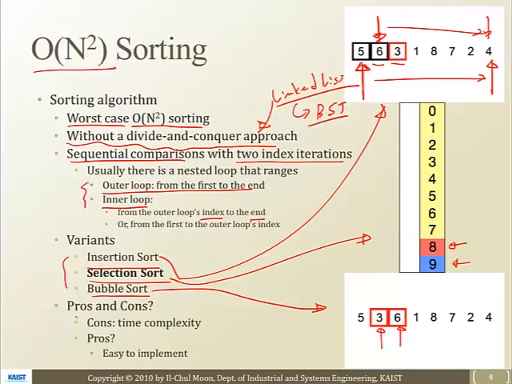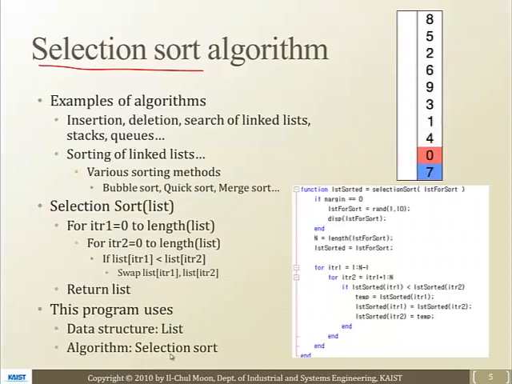So, pros and cons. The con, the bad side, is the time complexity, because O of n squared is a kind of expensive algorithm. The pro is easiness: it's very easy to implement. If you can just implement a for loop, it's very easy to come up with these sorting algorithms. So let's see an example of that, the selection sort algorithm.